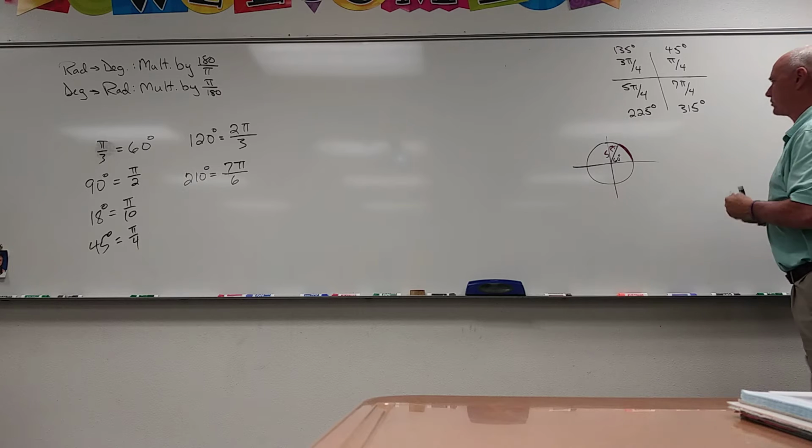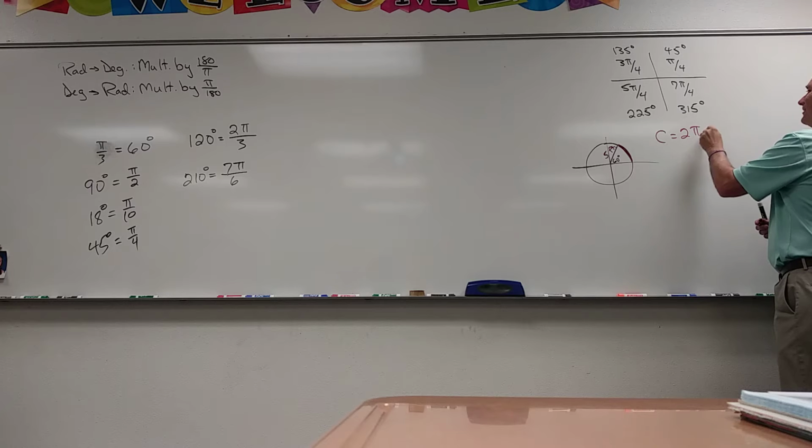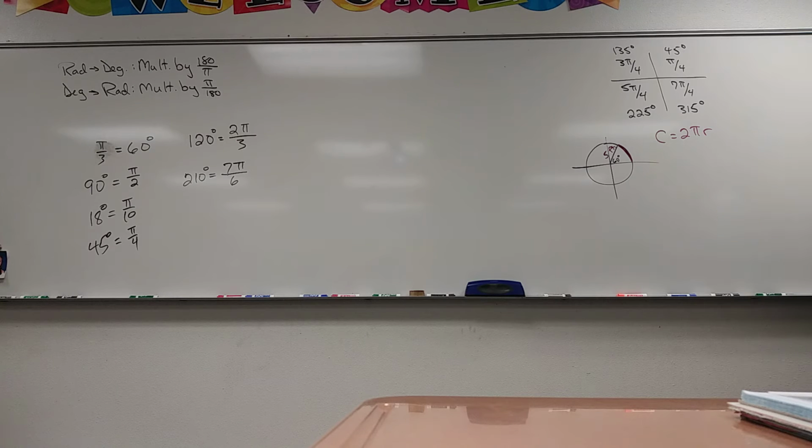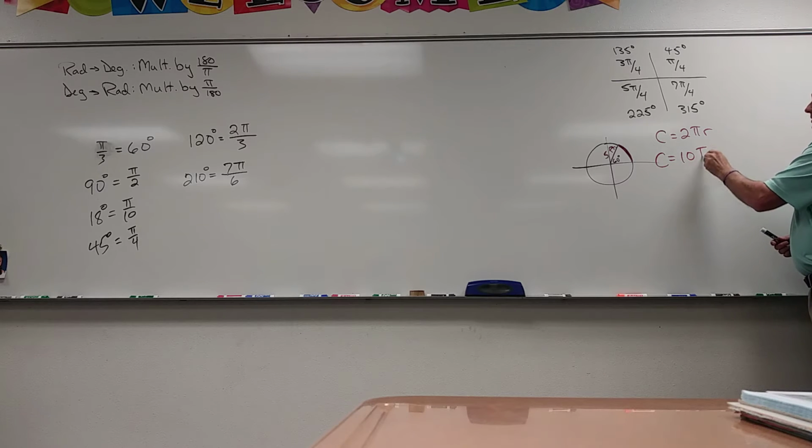What's the circumference of this circle? How do you find circumference of a circle? Oh, yeah. Circumference is 2 pi r. So in this case, what would we get for the circumference? 10 pi. 10 pi what?